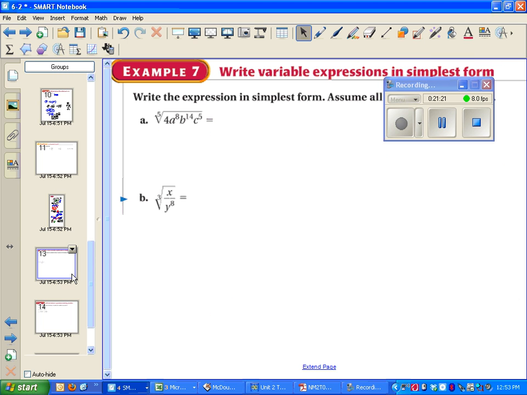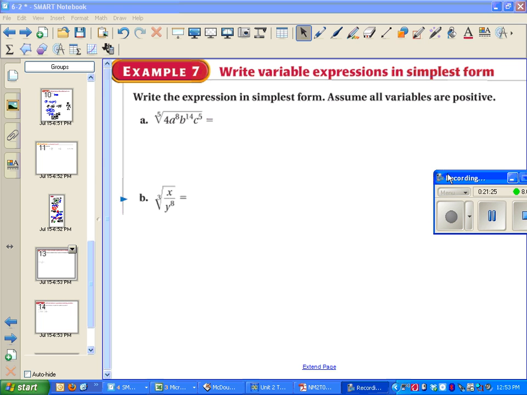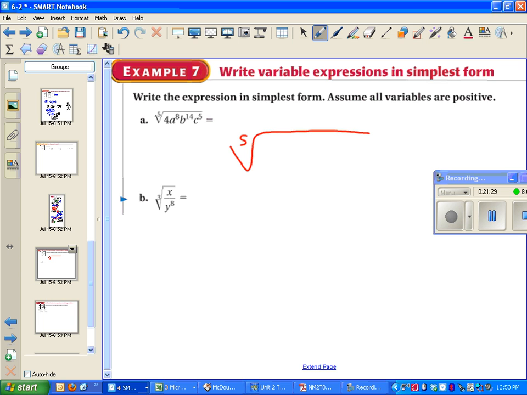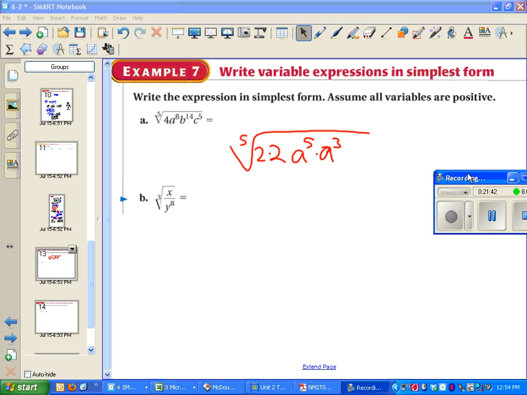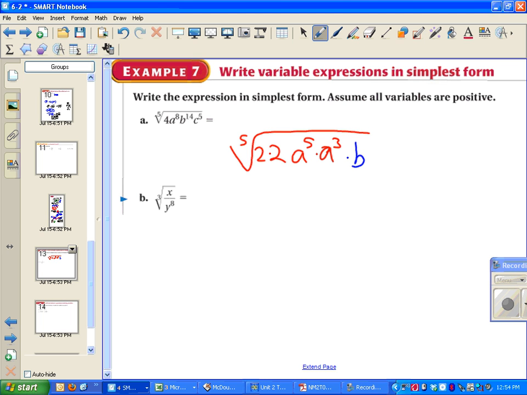For example 7, for part A, we are just looking for 5 of something, right? So we have, let's see, 4 is 2 times 2. That's definitely not going to be 5 of something. A to the 8th, we can write that as a to the 5th times a cubed, or you can write out 8 a's and look for 5 of them. B to the 14th, I can rewrite that as b to the 5th times b to the 5th.